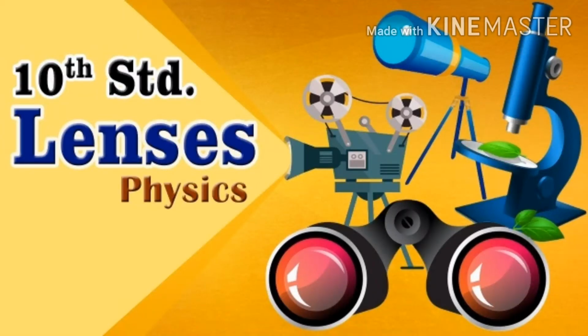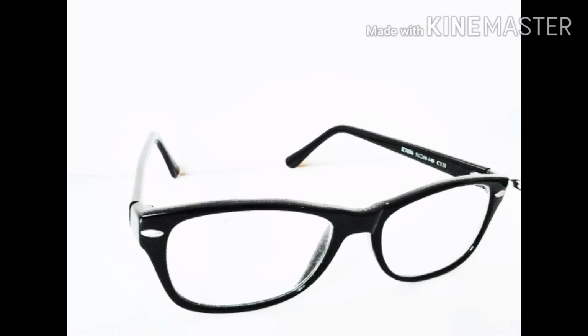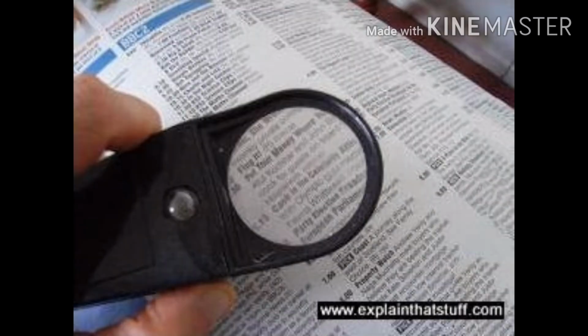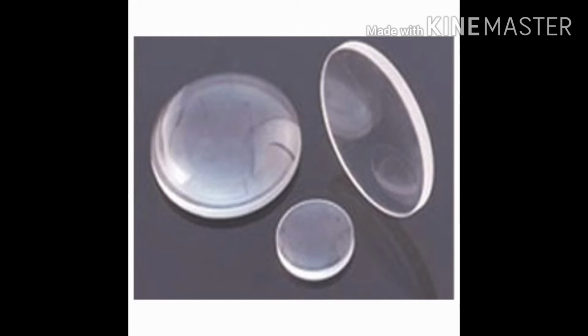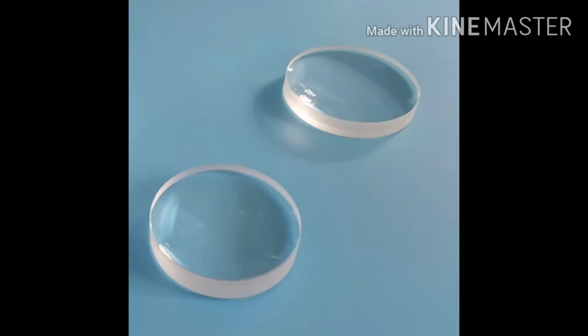Dear student, today we are going to learn the topic of Science 1, that is lenses. We are using lenses in our day-to-day life. Lenses are used in spectacles. Lenses are used by old people for reading. A watchmaker also uses a lens which he attaches to his eye. A lens is also fitted in the front door of the house. Lenses are also used in telescopes.